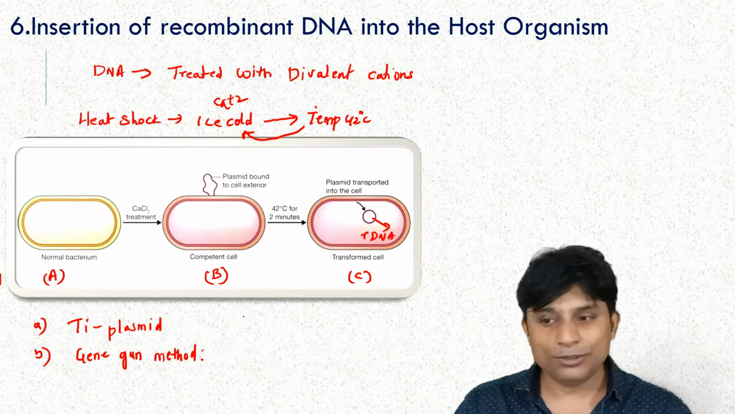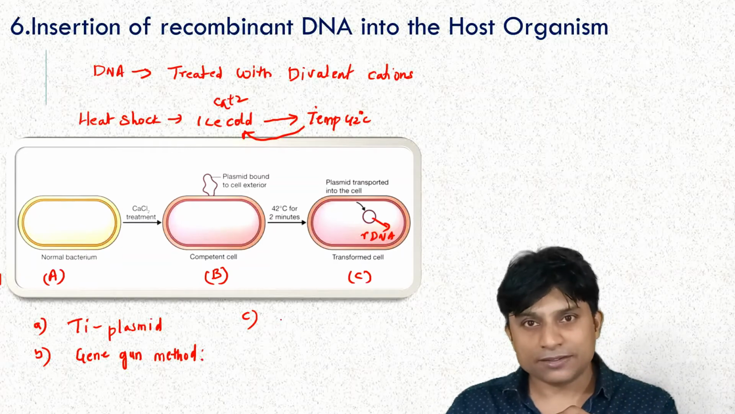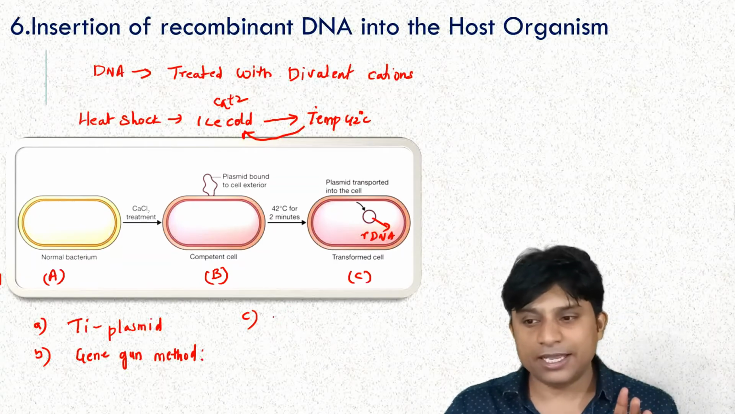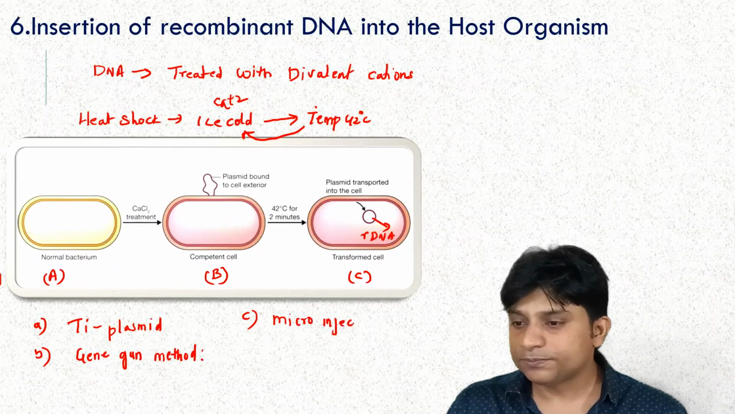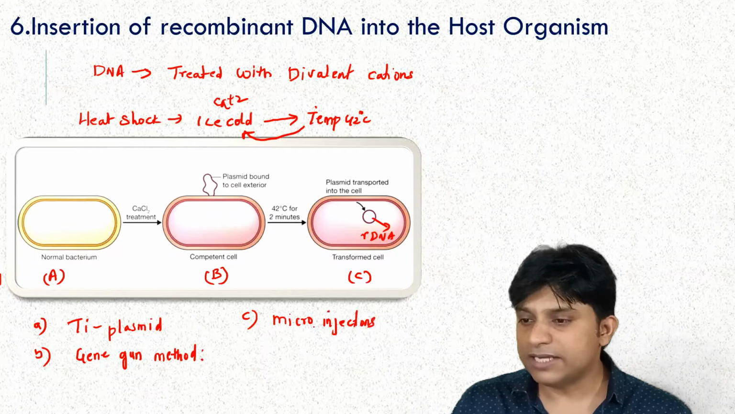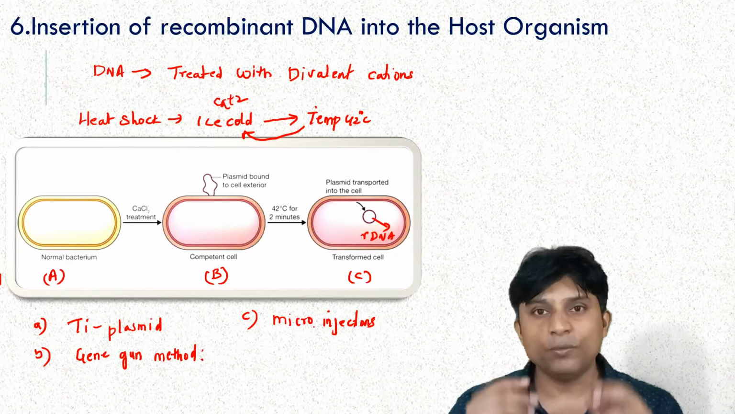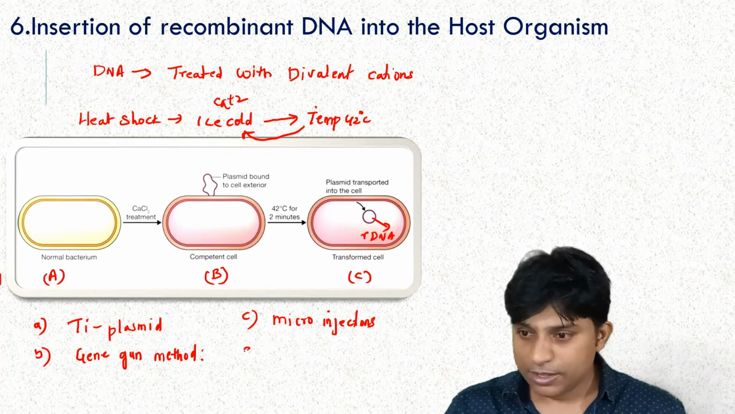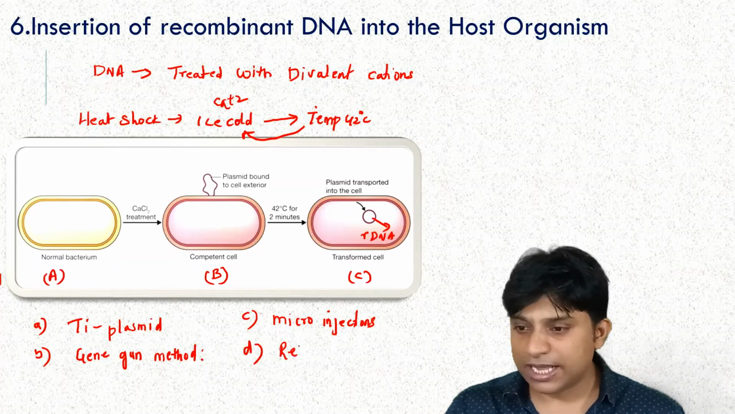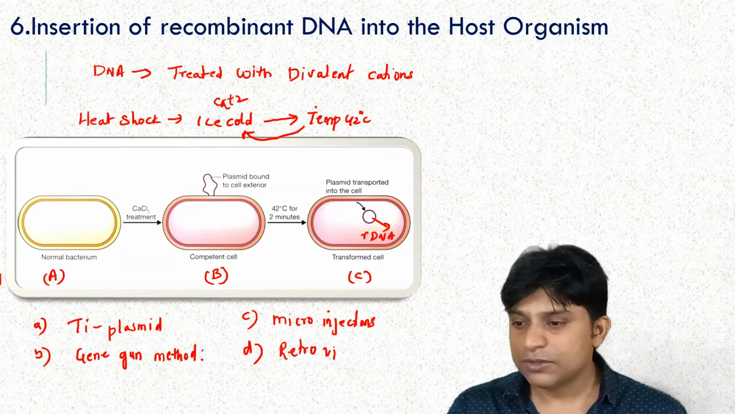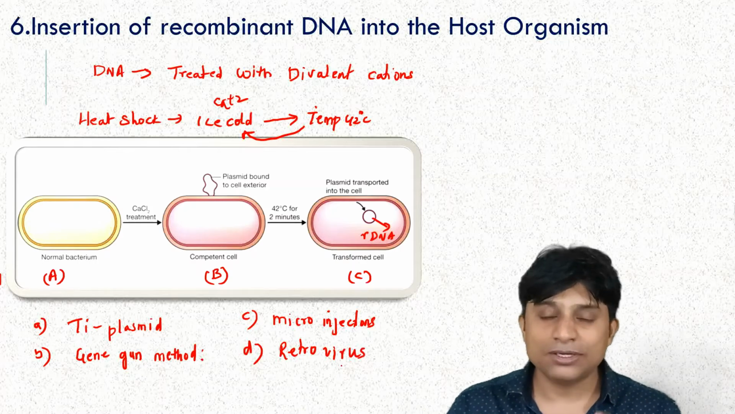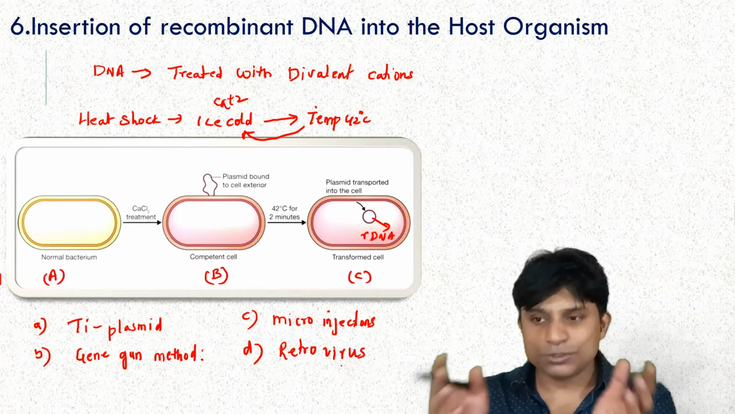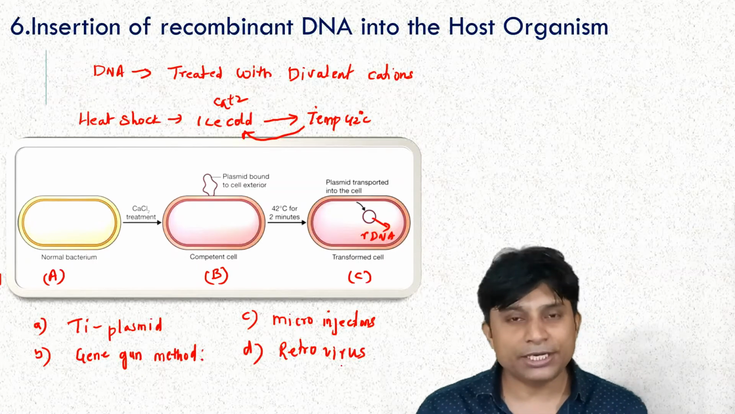Whereas when you talk about animal cells, in the animal cells, this desired gene can be introduced directly by microinjection into cells, directly into the nucleus of the cells. Or there is one more technique which is called retrovirus mediated transfer, that is called transduction. So by using all these methods, we can introduce our desired gene into host cells.